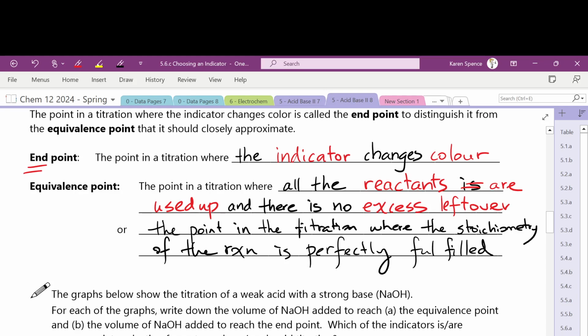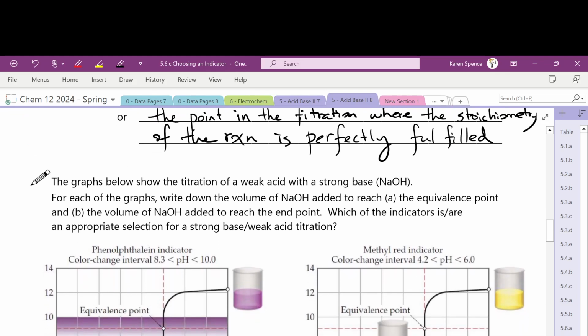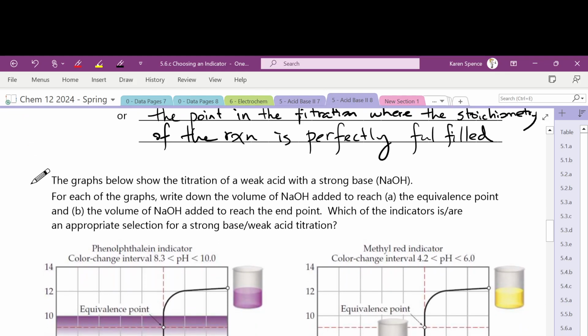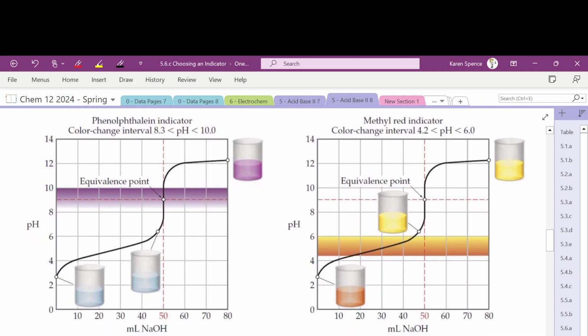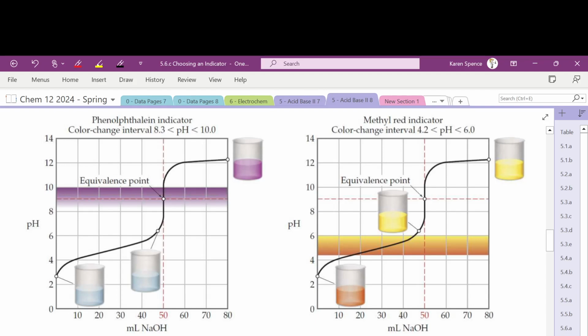The graphs below show the titration of a weak acid with a strong base. For each of the graphs, write down the volume of NaOH required to reach the equivalence point, and then write down the volume of NaOH required to reach the end point. What's the volume required to reach the equivalence point? 50. Is it 50 for both graphs? Yes. 50 milliliters, 50 milliliters.